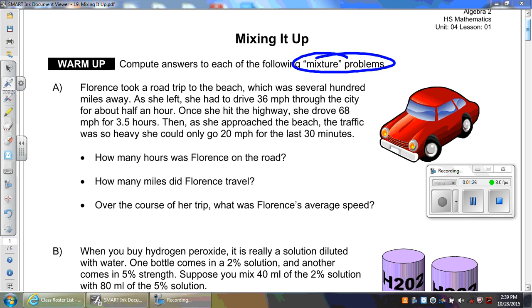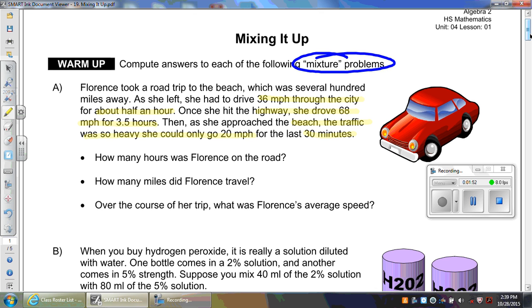Florence took a road trip to the beach, which was several hundred miles away. As she left, she had to drive 36 miles per hour through the city for about half an hour. Once she hit the highway, she drove 68 miles per hour for 3.5 hours. Then, as she approached the beach, the traffic was so heavy she could only go 20 miles per hour for the last 30 minutes. Okay.